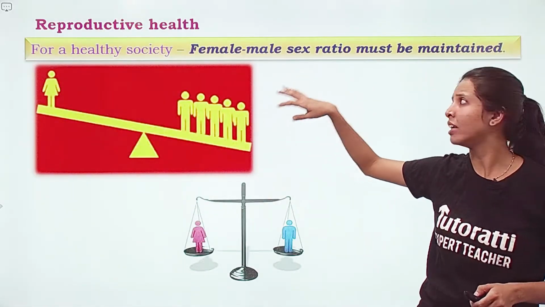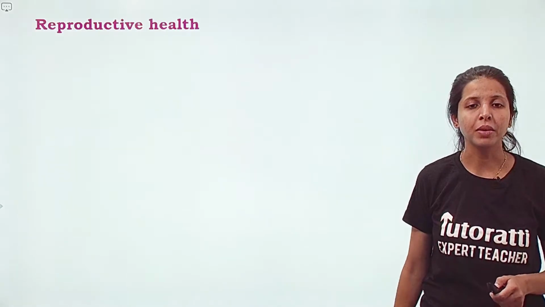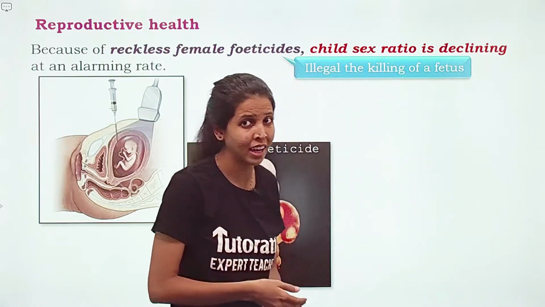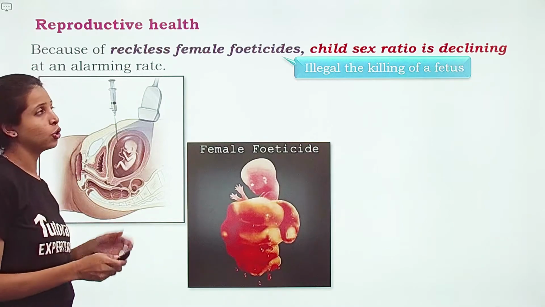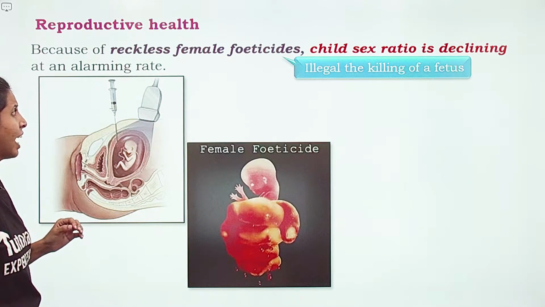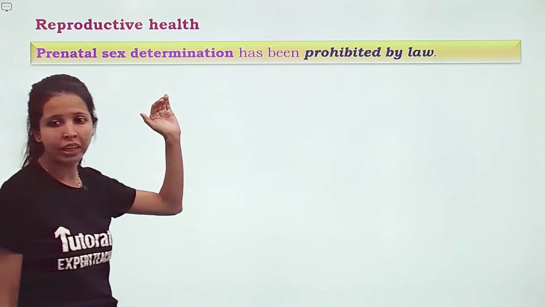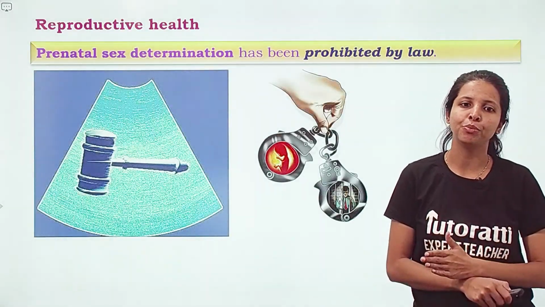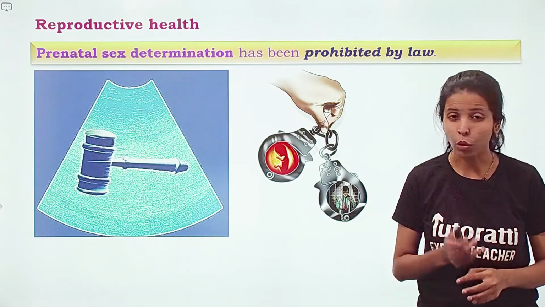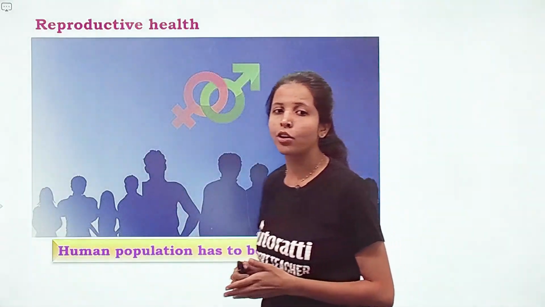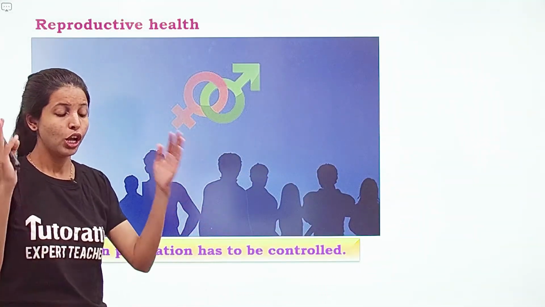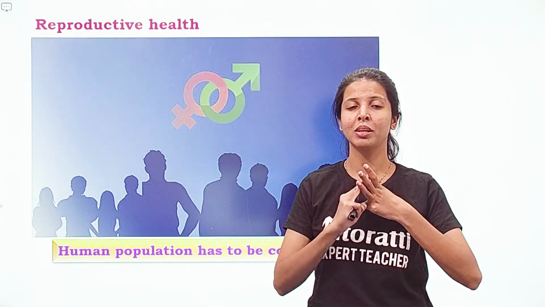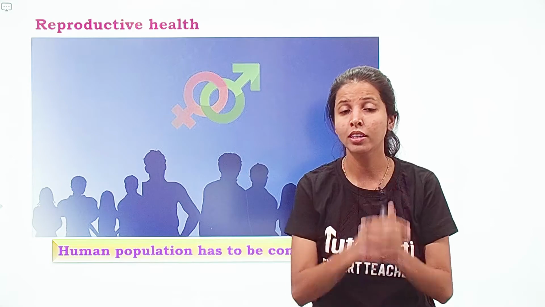For a healthy society, male and female sex ratio must be maintained. Because of the reckless female feticides, girl child को मार रहे हैं mercilessly, recklessly, child sex ratio is declining at an alarming rate. So prenatal, delivery के पहले sex determination करवाना is prohibited, punishment है people. Prenatal sex determination has been prohibited by law. And also human population needs to be controlled. So in this interesting video, female reproductive के बारे में पढ़ा, reproductive health के बारे में पढ़ा, contraceptive methods, and also about how to control human population.